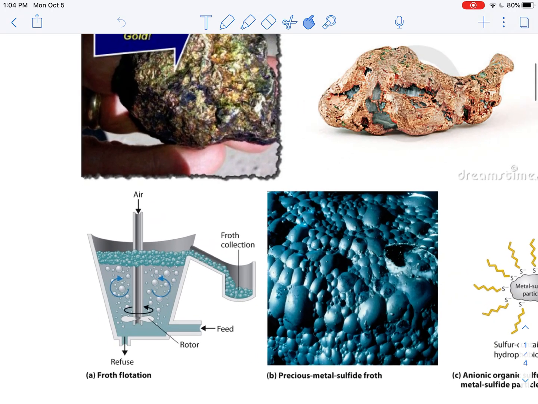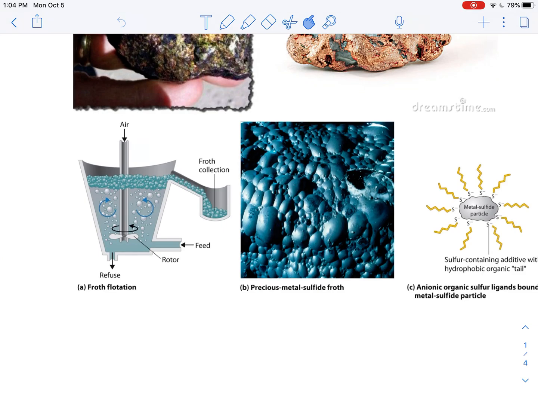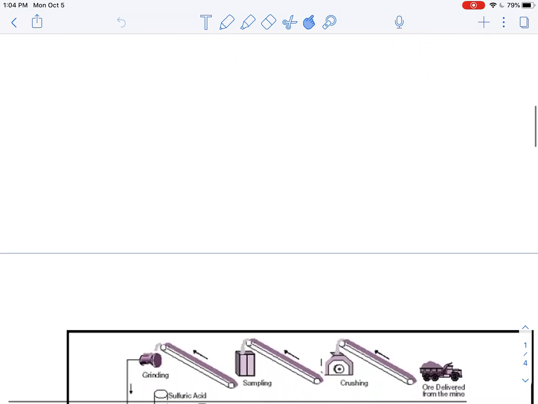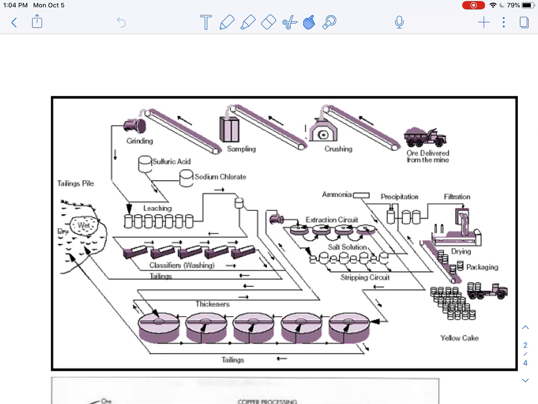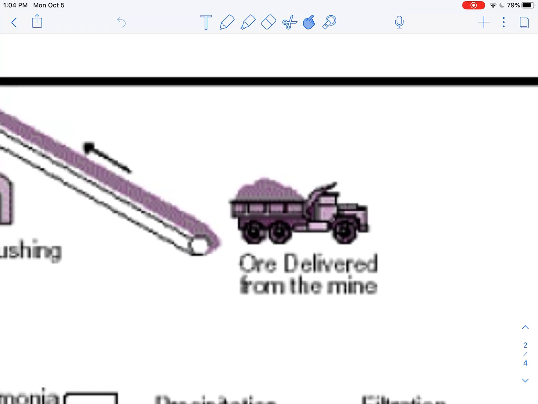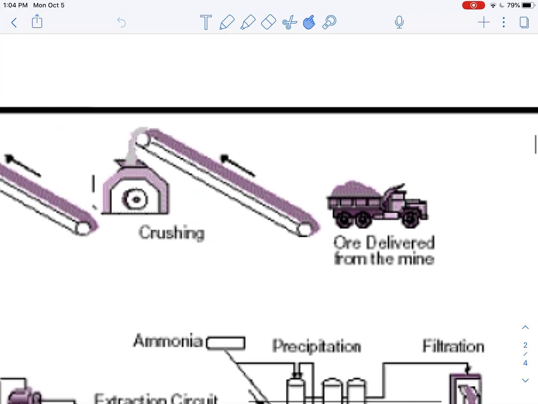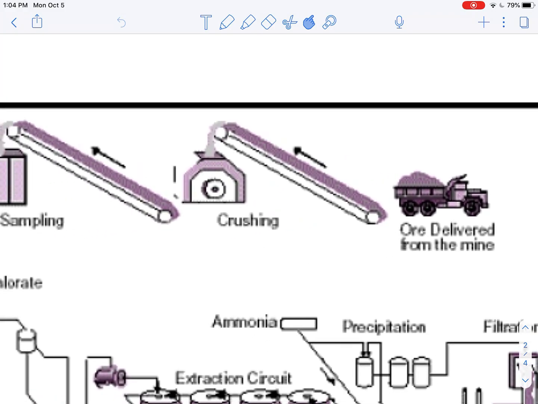These pictures show that if you were to take an ore and add in some materials, this is called froth flotation. This is just a way to get a chemical reaction going so that you can separate out the stuff that you care about. Perhaps you've driven by a place that looks like this. You've got the ore delivered from the mine. It's got the stuff that you want in it, but also a whole bunch of other stuff that you don't want. So you're going to have to take it through a whole process.